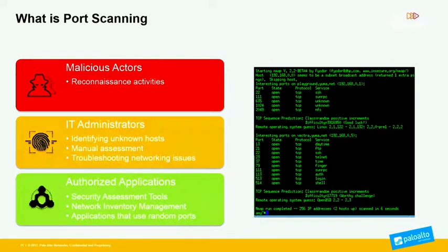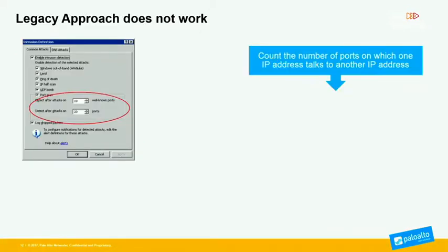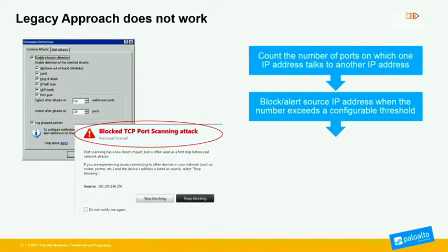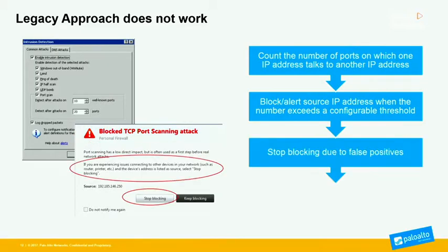The problem with port scanning and legacy systems is that the legacy approach doesn't work. Usually you created a rule that, okay, if I see connections to over 10 ports in a certain amount of time, alert me, or 20 ports, then block it. All right? When the user gets this kind of alert, blocked by port scanning, the user gets to decide what to do. But if the user actually reads through it, it says, if you're experiencing issues connecting to other devices in your network, such as a printer. So what do they do? They usually press stop blocking. I still want to print stuff.